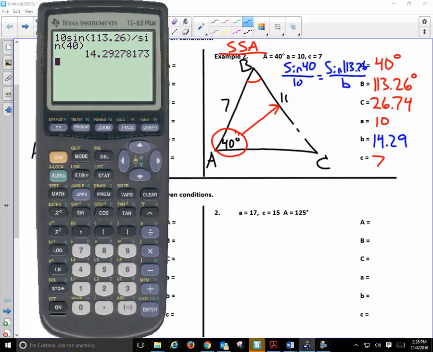Looks like my solutions are reasonable. My biggest angle is B at 113. My biggest side is B at 14. My smallest angle is C at 26. My smallest side is C at 7.